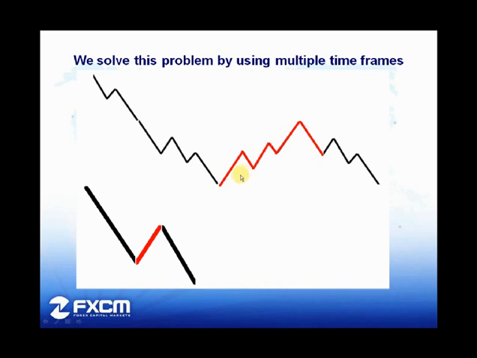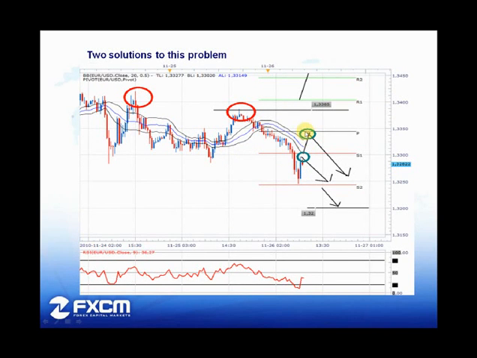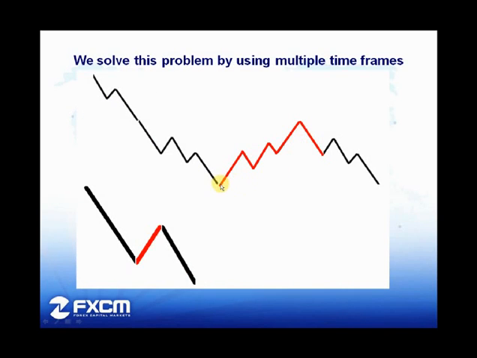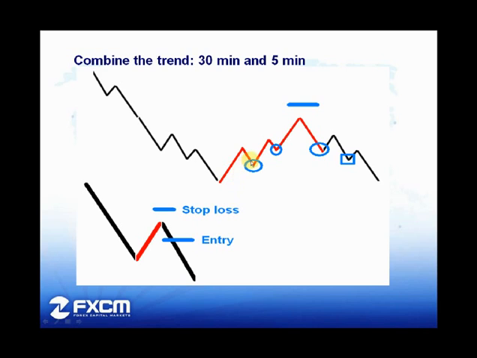And this red section is where we are right now. So we can see here that in the very short run, we're creating higher and higher lows. This will be our 5-minute time frame, this section here. And the way we can solve this problem is to trade only when the short run trend is in line with the overall trend. So we see here that we're creating higher and higher lows and a double low.